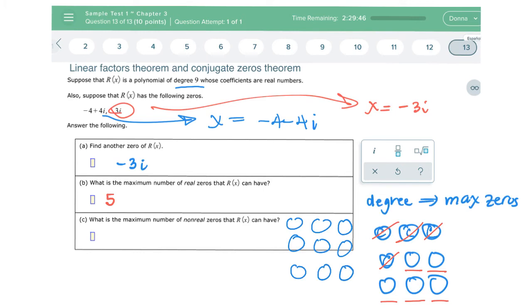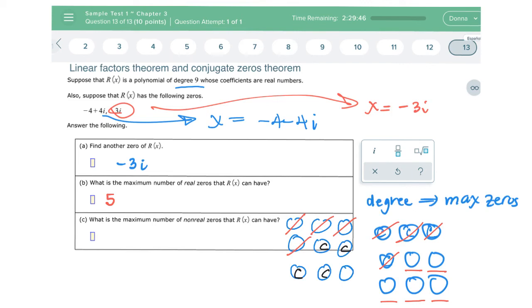I know that 4 of them are complex. So if I have 4 of them that are complex, I know that in order for me to have more non-real zeros, they come in pairs. So I can have the pair where I have one complex zero and its conjugate, and then I can have another complex number and its conjugate. But I can't have a third one because I won't be able to have the conjugate.